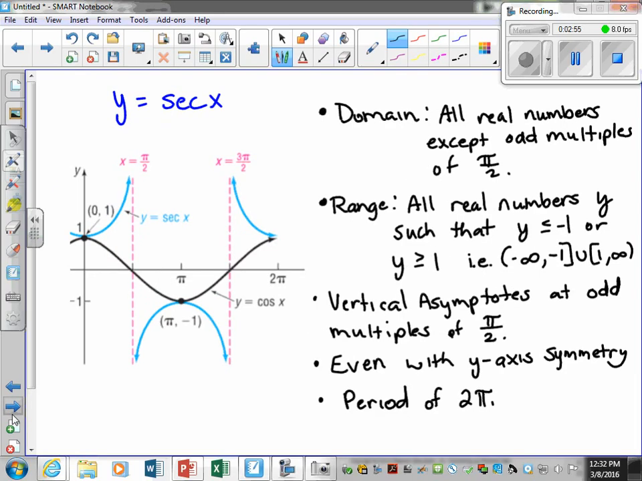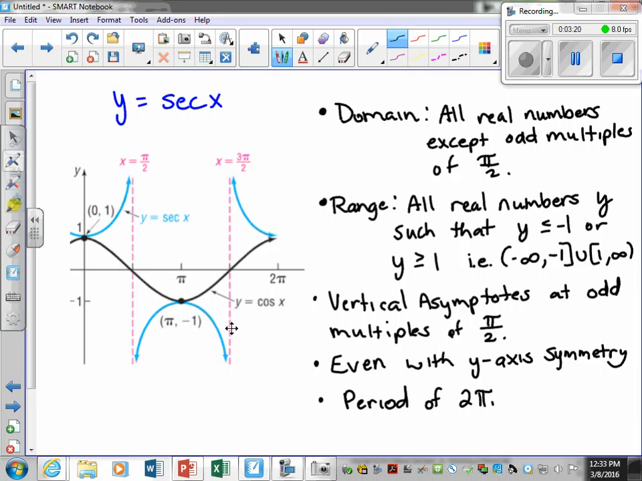All right, let's move to secant x. It's the reciprocal of our cosine function, so basically we took the parent graph of cosine of x, this black one, and we used it as a guideline. This is our reciprocal function. So all values of x except for odd multiples of pi halves, so that's where our vertical asymptotes come into play.